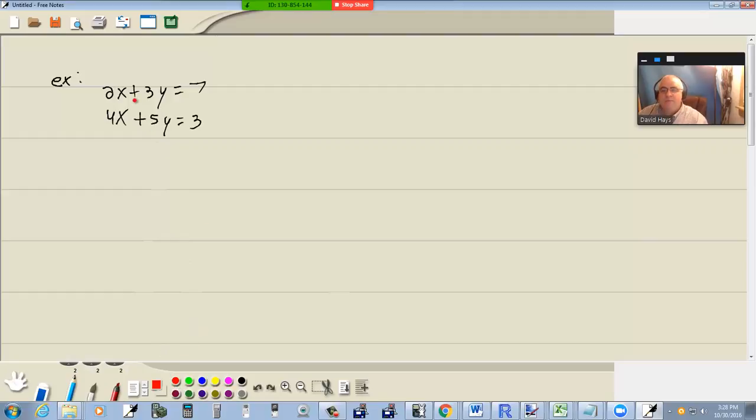To figure out what to multiply by, for my first equation, you can always multiply by the other number. So we'll multiply this by 5. And for this, we'll multiply by the other number, so we're going to multiply this by 3. Now if they're the same signs, you have to throw a negative in somewhere. It doesn't matter where, but I'll throw a negative in with the 3.